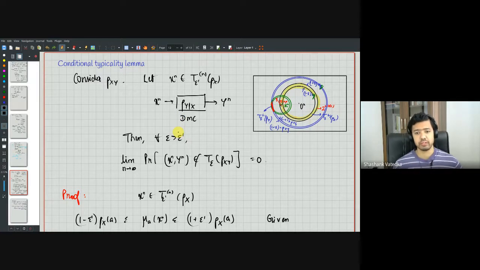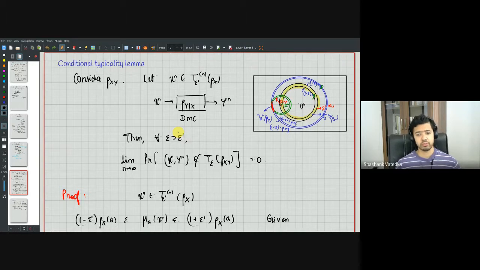No worries. Okay, so as I was saying, if you look at any epsilon prime typical xn, and you pass this through a DMC to get yn, then xn and yn are also going to be jointly typical, but jointly epsilon typical for some epsilon greater than 0. So the slack that you need to give, the epsilon that you need to choose, should be larger than epsilon prime for them to be jointly typical. Okay, so we'll explore these ideas a little further in this class.